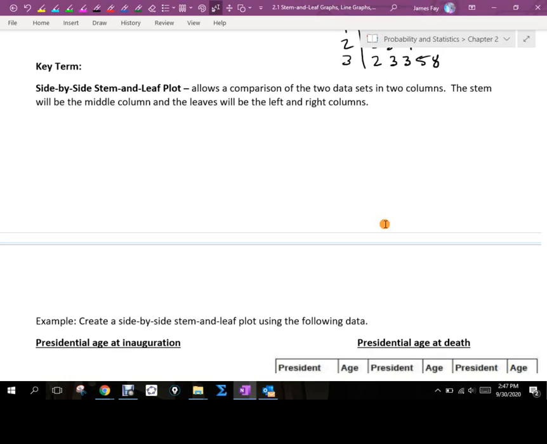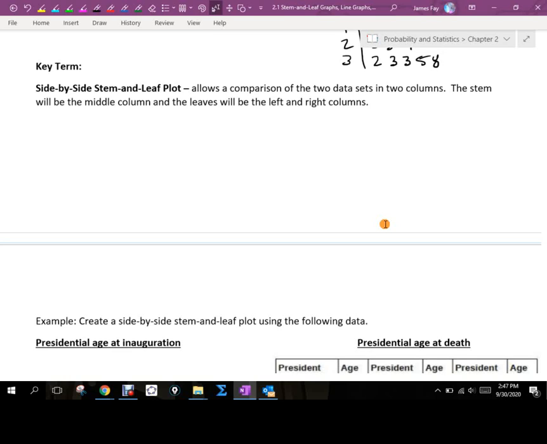So the example we're going to do is the same group, the presidents, and we're going to collect the data of when they were inaugurated, how old they were, and then how old they were when they died. So that's the same group of people, two different statistics about them, right?